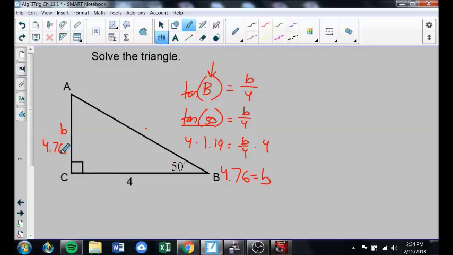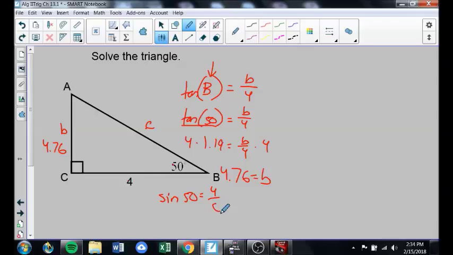Well, now to find a, I would do Pythag. I could just do cosine or sine or tangent or something. Like I could keep playing with this. I could say, okay, I want to find c. So I could do the sine of 50 equals 4 over c.